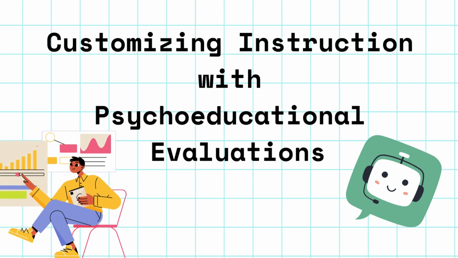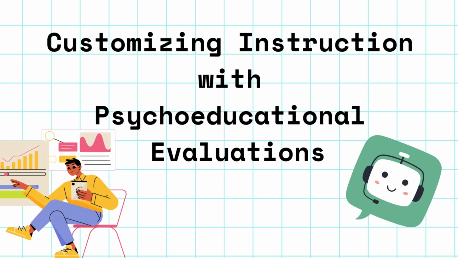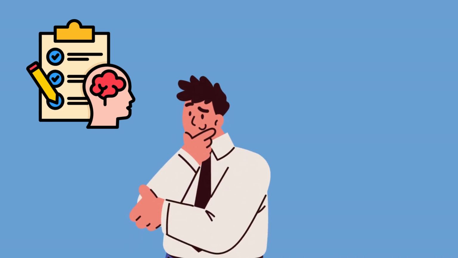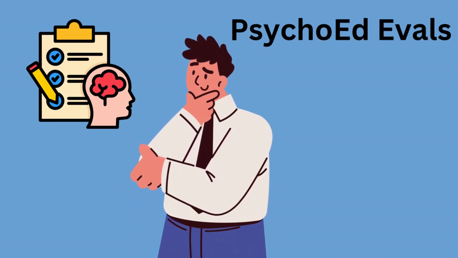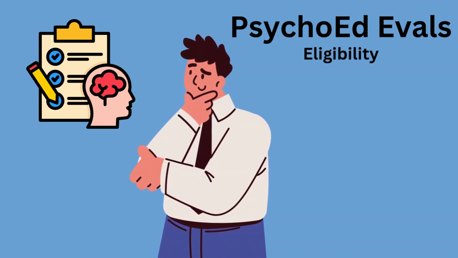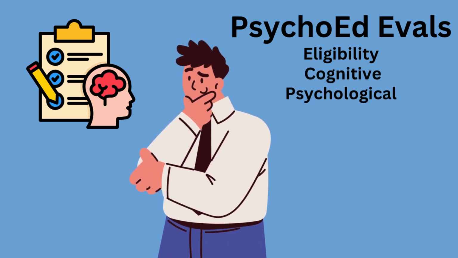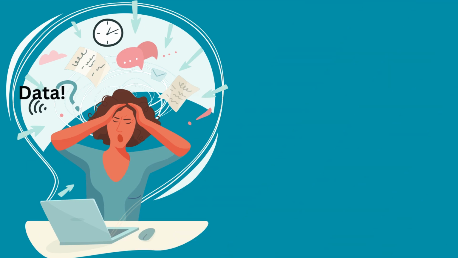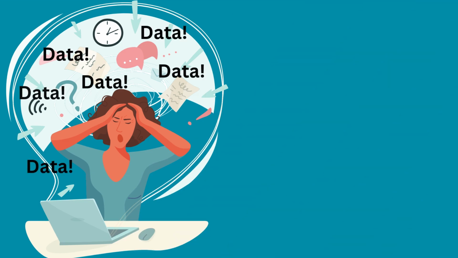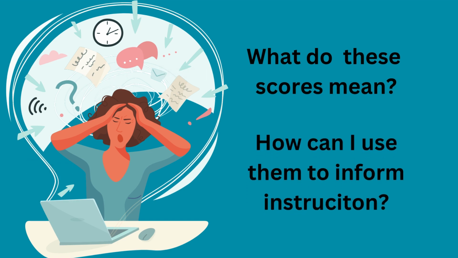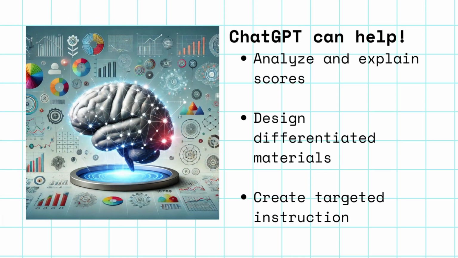This video will explore how we can use ChatGPT to customize instruction with data from psychoeducational evaluations. When working with neurodivergent students, we often come across evaluations that were used to either determine eligibility for special education services or to understand the student's cognitive, psychological, and learning needs. These evaluations bring so much data, but unfortunately, we may not always know how to interpret the scores and turn this data into instruction. ChatGPT can help with that.